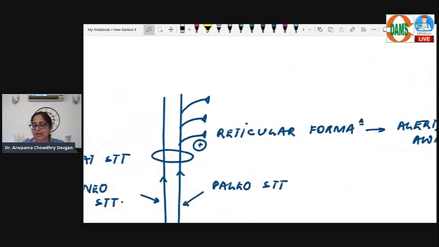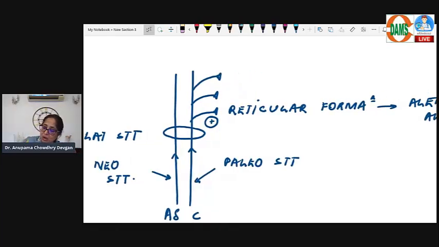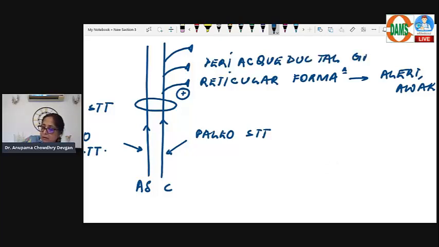So slow fibers will give excitatory collaterals to the reticular formation, right? They also give collaterals to what is known as the periaqueductal gray. What is periaqueductal gray? This is the gray matter around the aqueduct of Sylvius. What is the significance of periaqueductal gray? We will just discuss that.